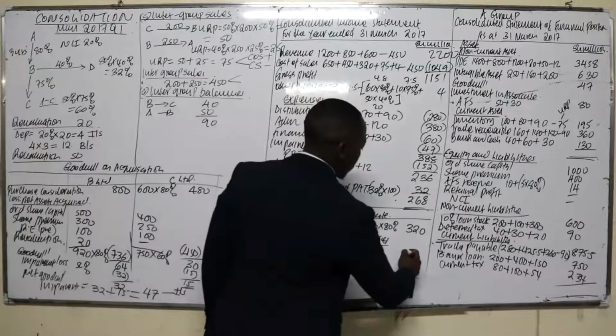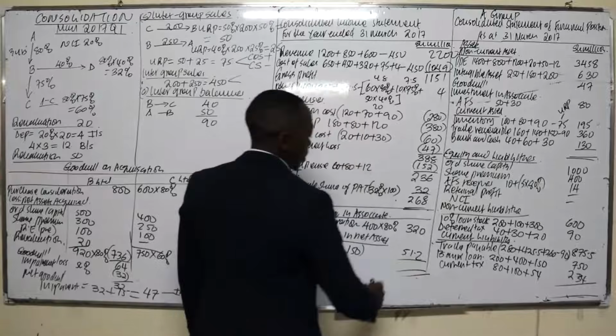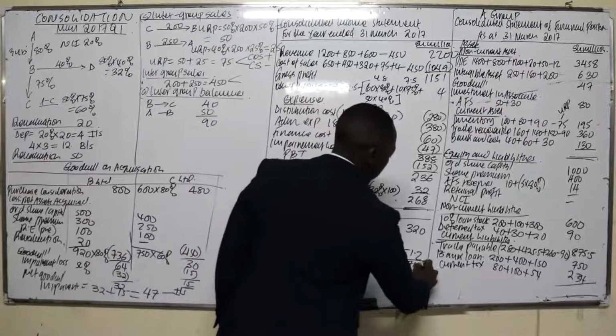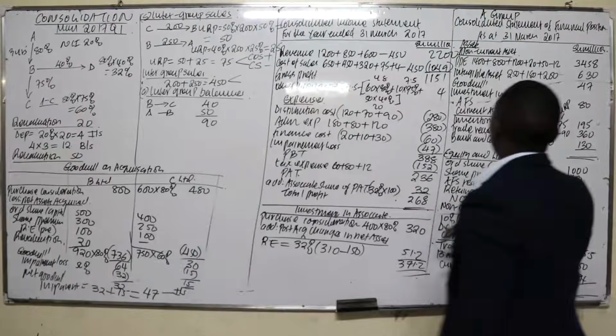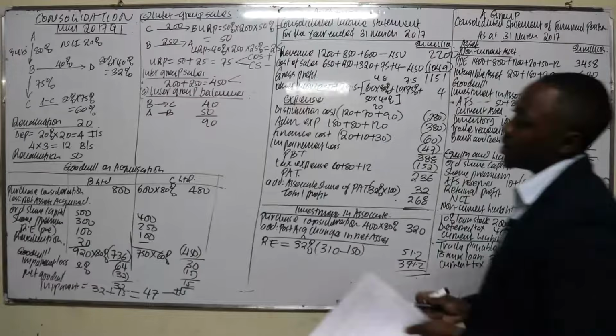51.2. Give me the total. We get 371.2. So investment in associate, the amount of 371.2. Good. So that's how you present that. I wanted to give you a few minutes, just look at that before I do another illustration.